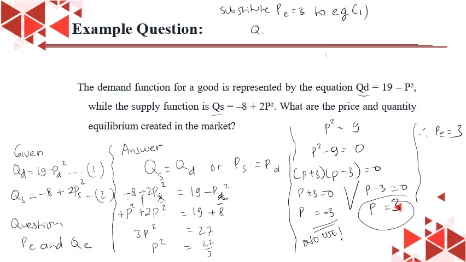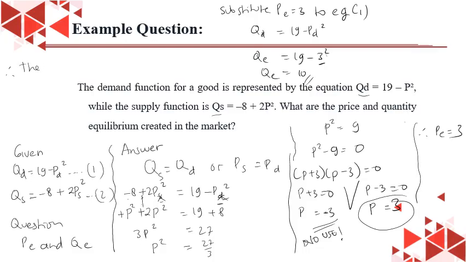QD equal with 19 minus PD quadrat, because now we substitute PE, it becomes QE now. It's 19 minus PE, which is 3 quadrat. 19 minus, this one is 9, right? So QE is 10.